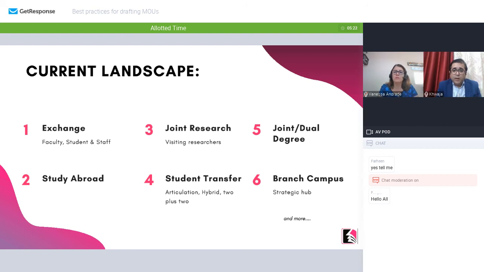Then another very interesting collaboration could be in the field of research. So some kind of joint research happening, some professors or researchers visiting each other. Then student transfers could be of a variety of types, like some kind of articulation, some kind of hybrid programs, or some kind of 2+2 arrangements. So obviously that could also vary.